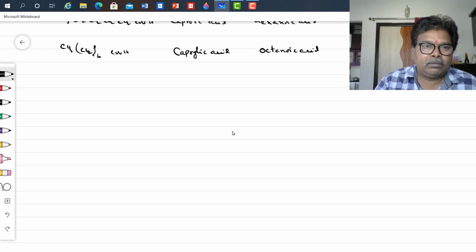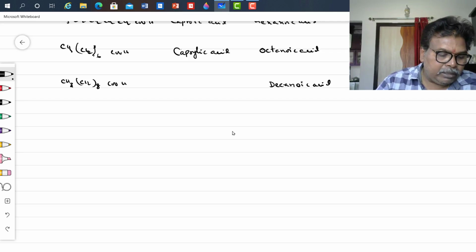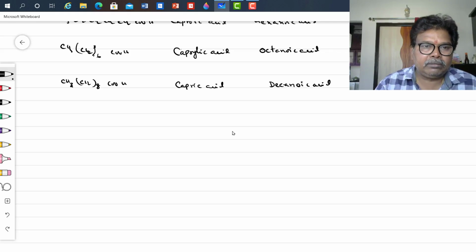Next, CH3, CH2 taken 8 times, COOH. Its IUPAC name: DEC, 10 carbon atoms are there, decanoic acid. But the important common name is capric acid.